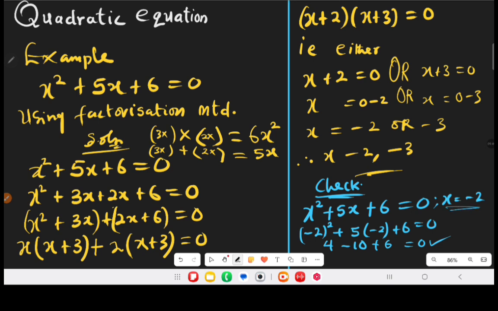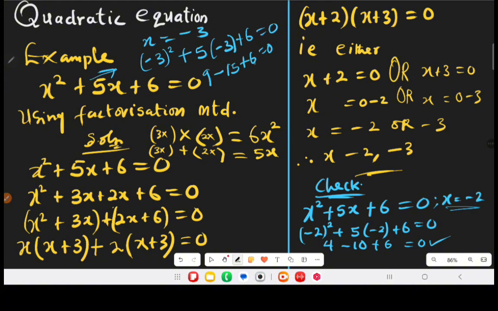Then we test when x is equal to minus 3. We put it into the original equation, which is here. We have minus 3 all squared plus 5 into minus 3 plus 6. Is it equal to 0? Let's check. Minus 3 squared will give us 9, plus 5 times minus 3 will give us minus 15, plus 6. Is it equal to 0?